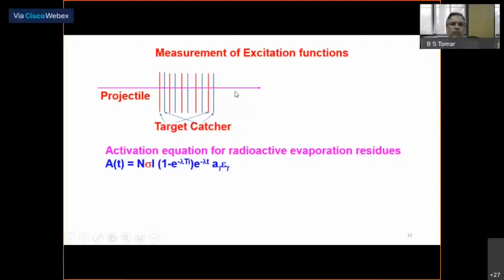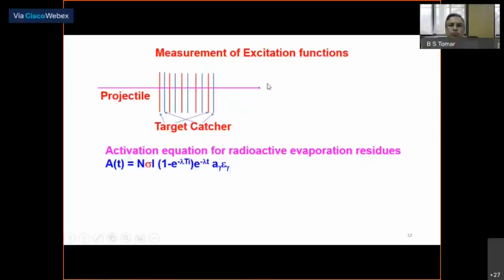So you just separate them and count them in a gamma detector, and from the activity you can find the cross section. This is the activation equation for radioactive evaporation residues. As in activation analysis, you determine the N. You want to determine the cross section. You know the target atoms per centimeter square; from the thickness, you can find out the number of atoms per centimeter square. I is the intensity of the beam.